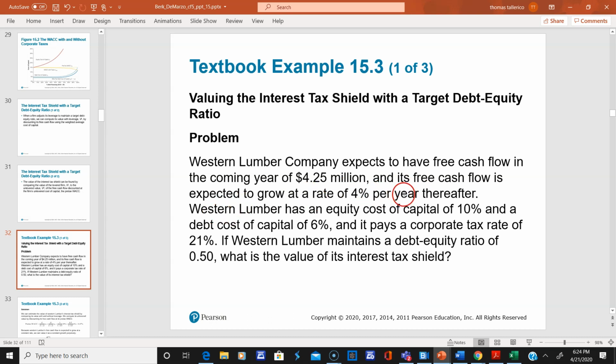Western Lumber has an equity cost of capital of 10% and a debt cost of capital of 6%. And it pays a corporate tax rate of 21%. They want to maintain a debt equity ratio all the time of 50%. Always want debt to equity to be 50. So what's the value of the interest tax yield? Remember, debt to equity has always got to be 50%.